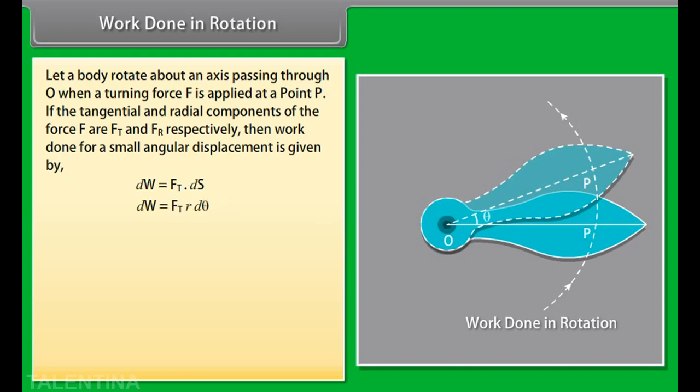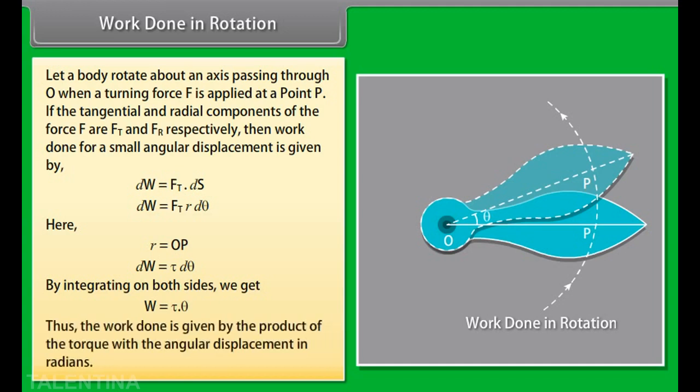dW is equal to Ft r d theta. Here r is equal to OP. Replacing the above equation in terms of tau, we get dW is equal to tau d theta. By integrating on both sides, we get work done is equal to the product of tau and theta. Thus, the work done is given by the product of the torque with the angular displacement in radians.